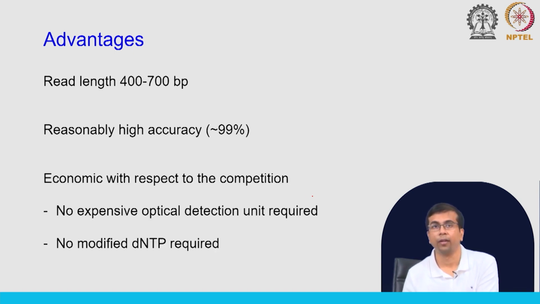Which is good. It is also quite economic compared to the competition, because you do not need any optical detection, which could be a bit expensive and requires a higher capital cost for the machine, whereas here you need less capital cost. The machine is not so expensive because you do not have any optical detection in it; you have a semiconductor based pH sensor which is more economic. Also, we do not need any modified dNTP, so this also reduces the operating cost of the system. What are the drawbacks?